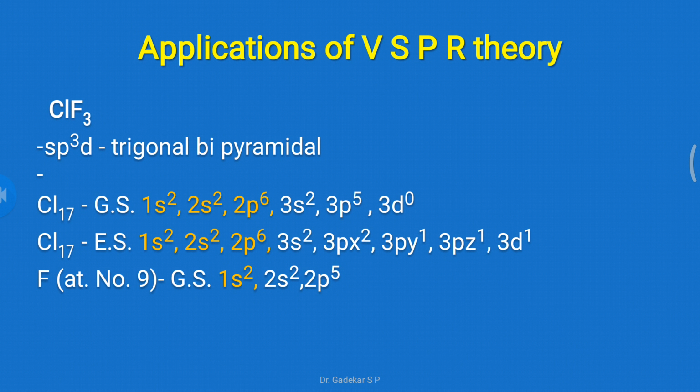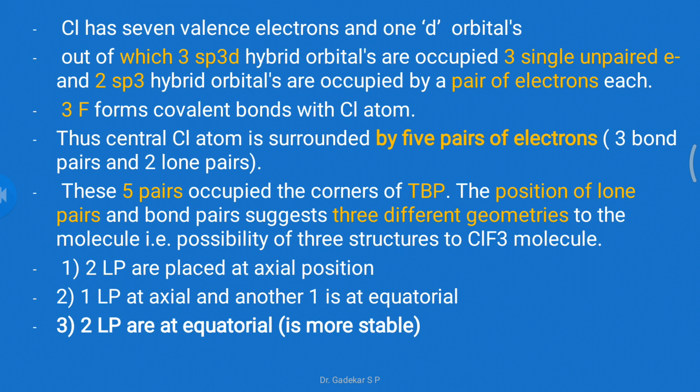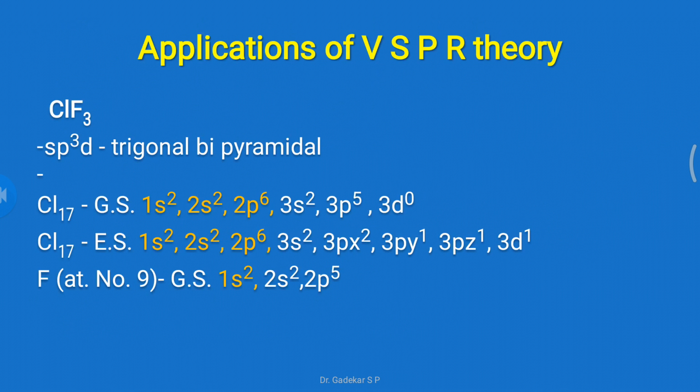These 2 lone pairs of electrons are present, and 3 unpaired electrons. These 3 unpaired electrons, 3py1, 3pz1 and 3d1, interact with fluorine atoms to form 3 chlorine-fluorine bonds. Chlorine has 7 valence electrons and 1 d orbital in this excited state. 7 electrons are present in chlorine.